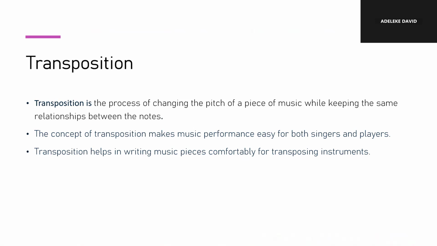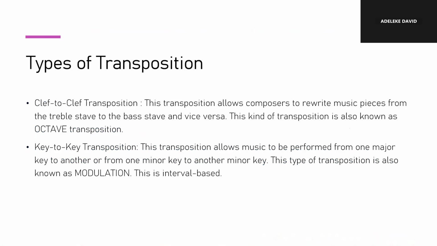Also, it helps in writing music pieces comfortably for transposing instruments, like I've said. So if you want to write music for transposing instruments like trumpets, clarinets, trombone, horn, euphonium, and so on, transposition helps in writing the music comfortably. All right, so let's move on. Let's look at the types of transposition.